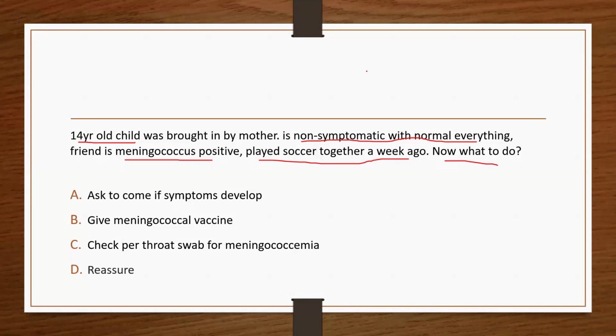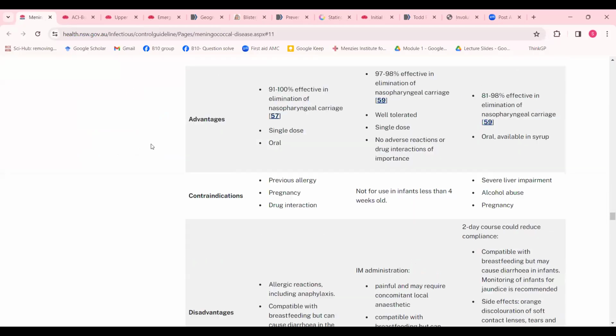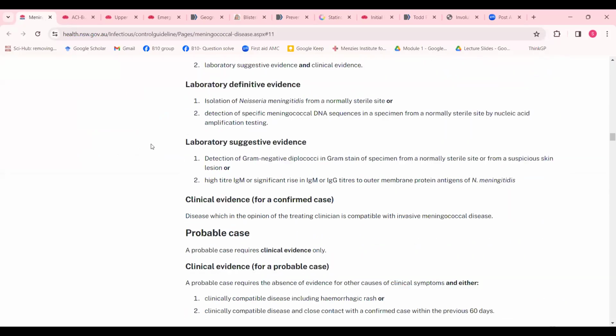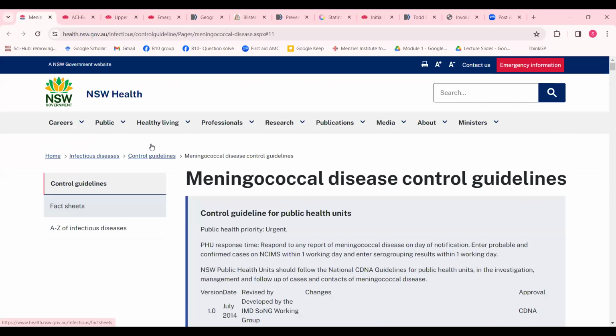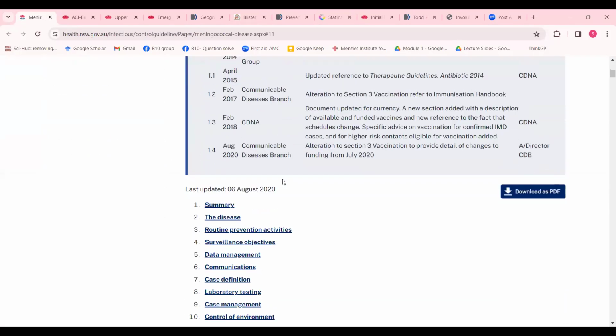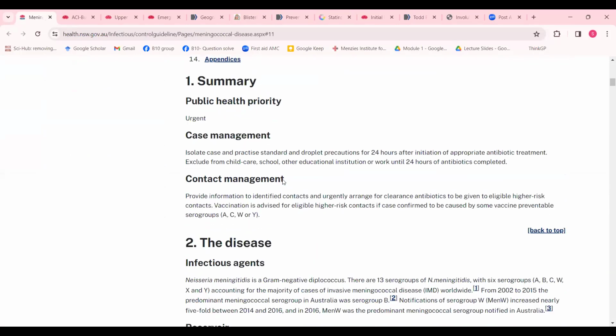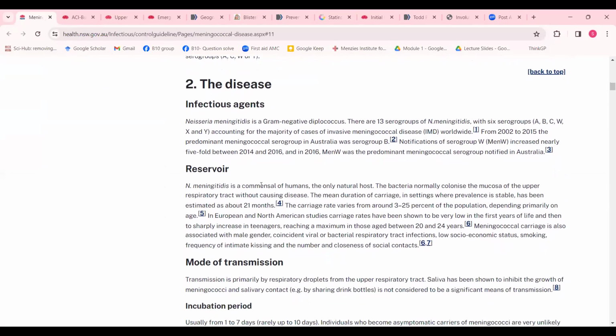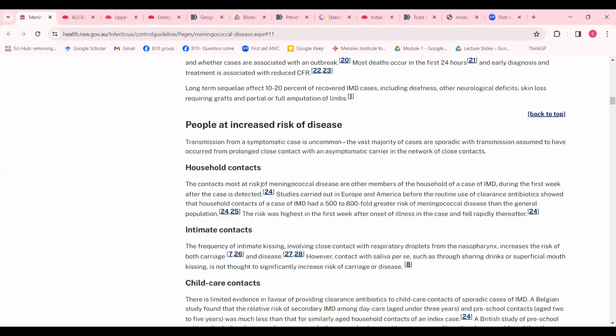So for meningococcus, actually mainly for meningococcus, you have this meningococcal disease control guideline by NSW Health. This is the guideline that is recommended for pre-exposure, post-exposure, prevention, surveillance, and everything relevant to meningococcus. Here they have given what is a case, what is a contact, infectious agent, and everything. You can leisurely read that.